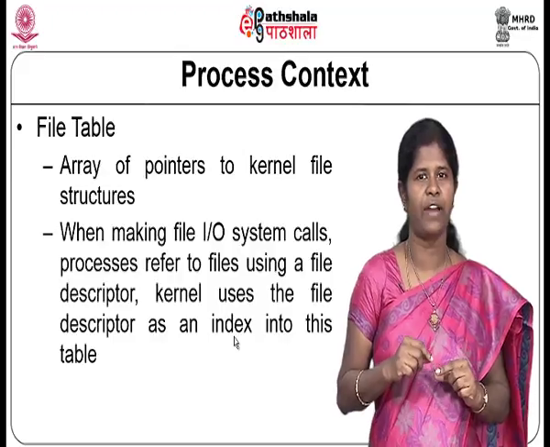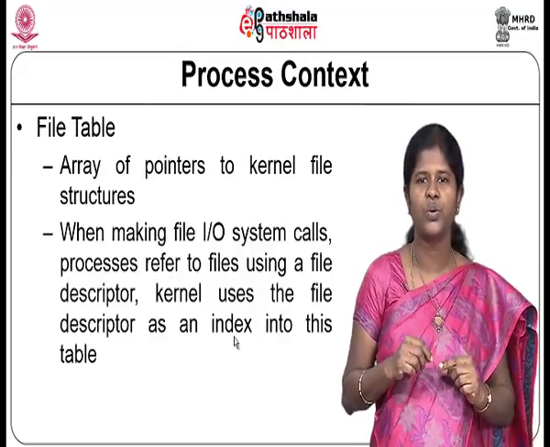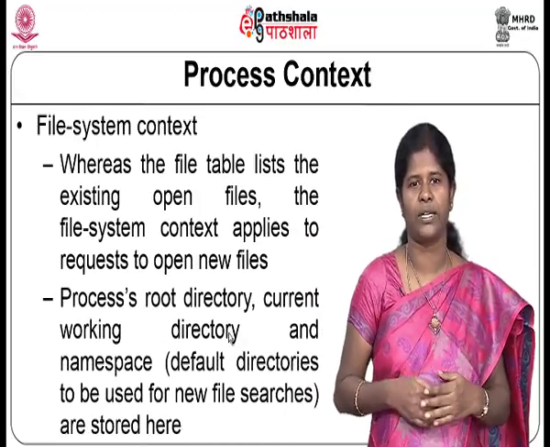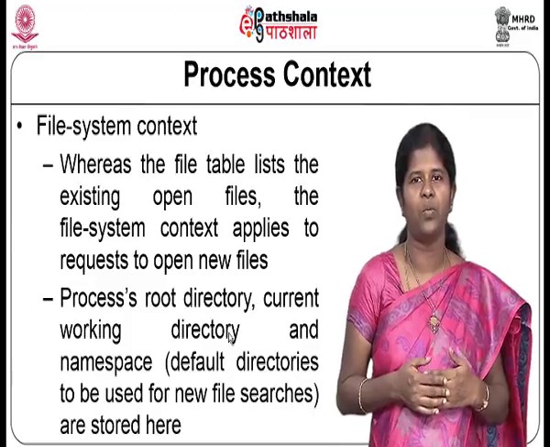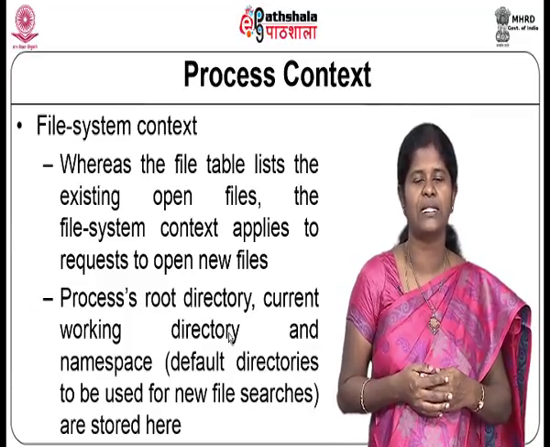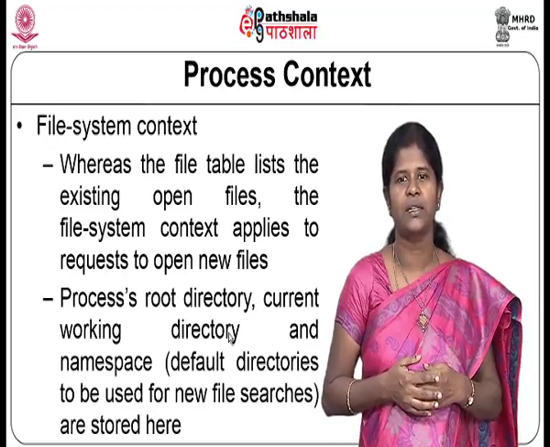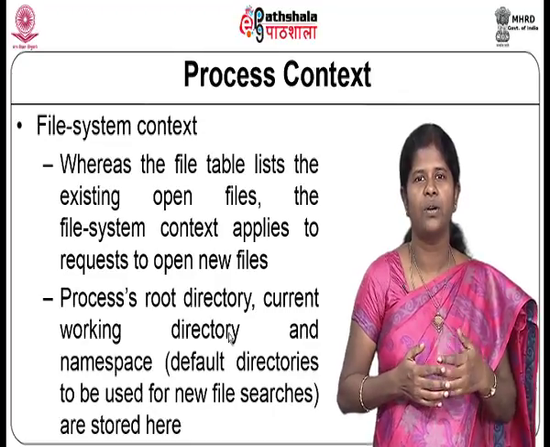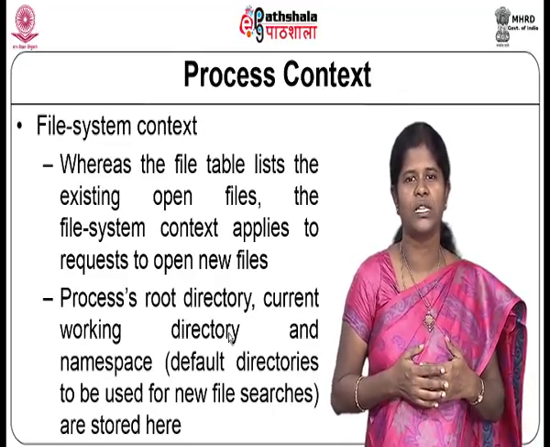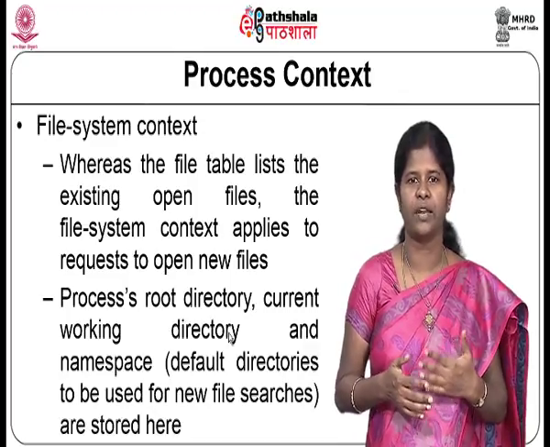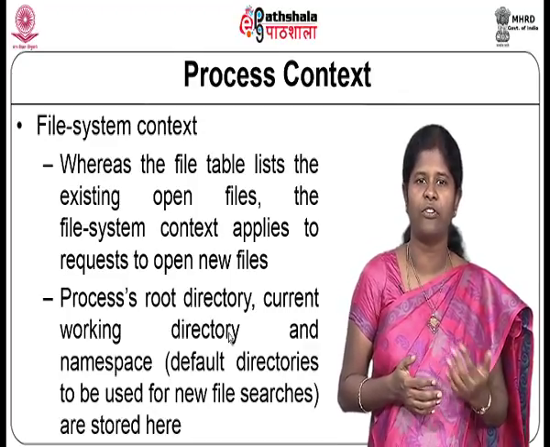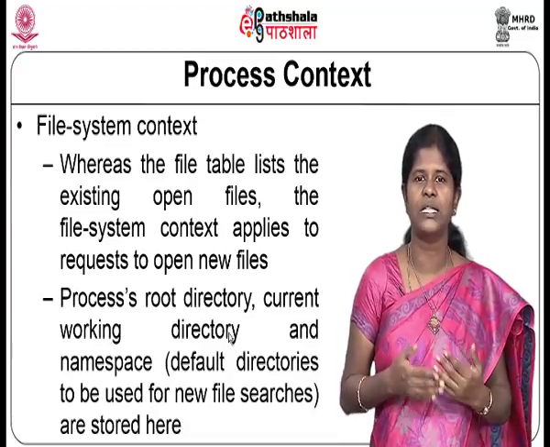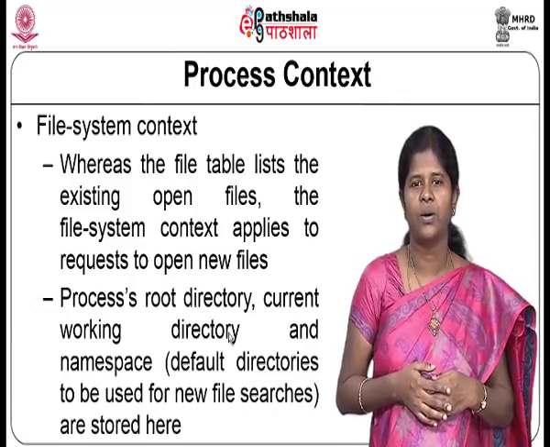And this entry in the file table will have pointers to other kernel file structures. And then you have something called a file system context. So, the file table will list the existing open files, while this file system context applies to requests to open new files. A process has a current root directory, a current working directory, and a namespace all for its own, and all this information about the process is stored in this file system context.